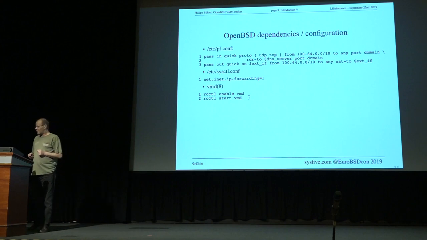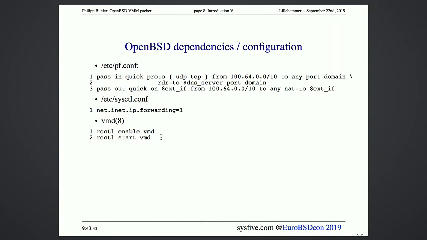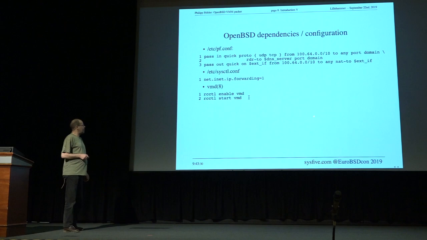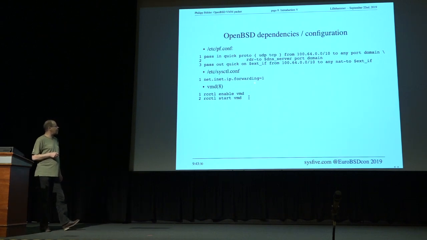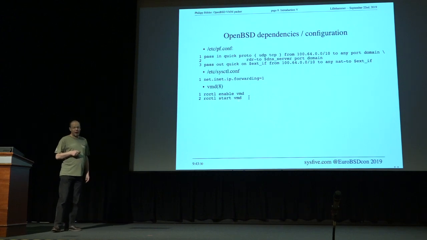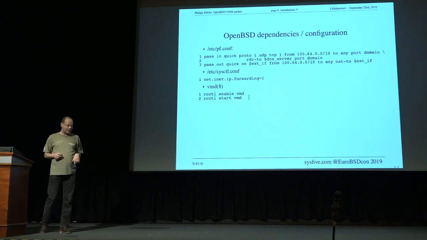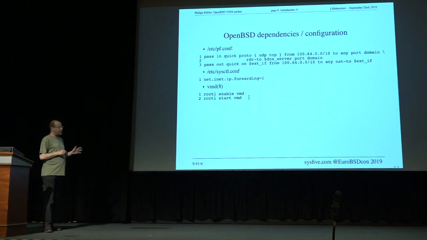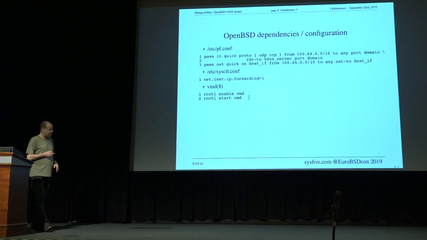Typically, if you are doing a custom build or auto-install, you will need to reach out, well, at least farther than the host you are building on. So on the host, you need a PF configuration like that for the domain resolution and for the actual HTTP requests that fetch down new packages or whatever configuration service you need. And since we are using NAT, we need IP forwarding enabled. And of course, you have to start VMD. That's all the dependencies you have before you can use Packer with this plugin I have written.